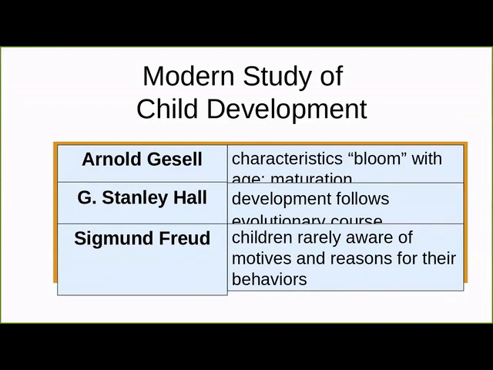As we enter the modern study of child development and the beginnings of scientific study, some important thinkers here. One is Arnold Gesell, who said that development just kind of naturally unfolds, that we bloom with maturation that will naturally unfold as we grow. G. Stanley Hall was a contemporary of Charles Darwin, and he posited that development follows an evolutionary course, that development was sort of like survival of the fittest among species, that if a behavior was the most fit for an adaptation, it would survive. You've all heard of Sigmund Freud, who suggested that children had unconscious or subconscious drives and motivations that underlie their behavior.